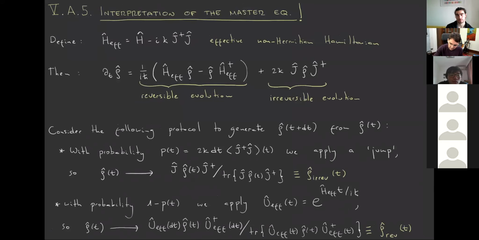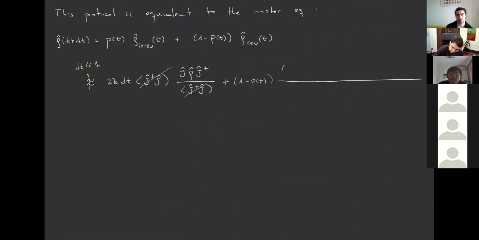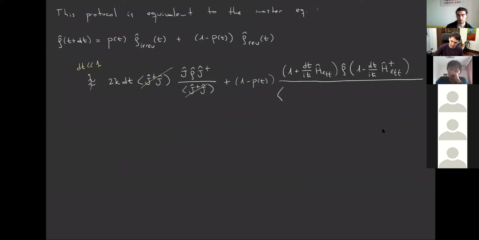Then this exponential of dt, I can expand as 1 plus, just to make sure I don't make mistakes of signs, dt divided by i h bar, and then the effective Hamiltonian acting on rho, and then here, 1 minus dt over i h bar, and the effective Hamiltonian dagger, because this is the exponential dagger.